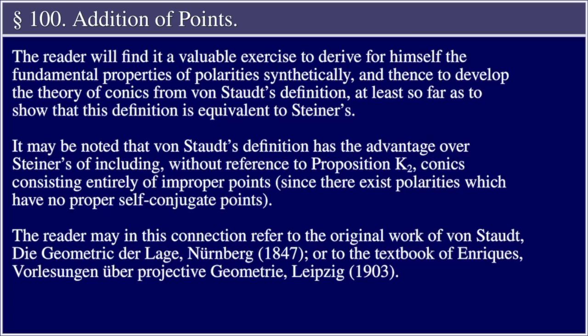The reader will find it a valuable exercise to derive for himself the fundamental properties of polarities synthetically, and thence to develop the theory of conics from von Staudt's definition, at least so far as to show that his definition is equivalent to Steiner's. It may be noted that von Staudt's definition has the advantage over Steiner's of including, without reference to proposition K2, conics consisting entirely of improper points, since there exist polarities which have no proper self-conjugate points.